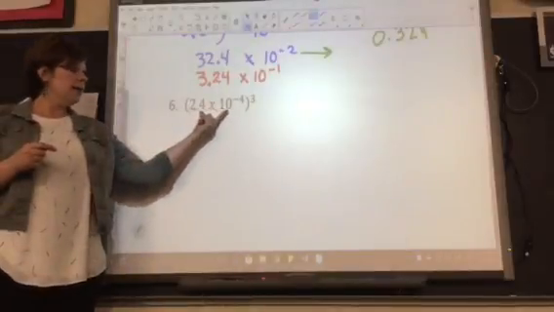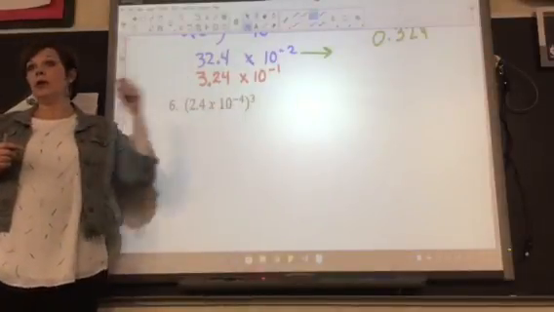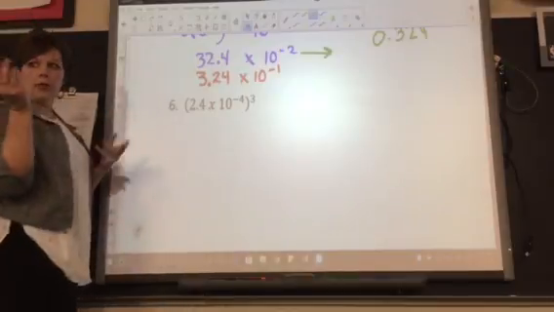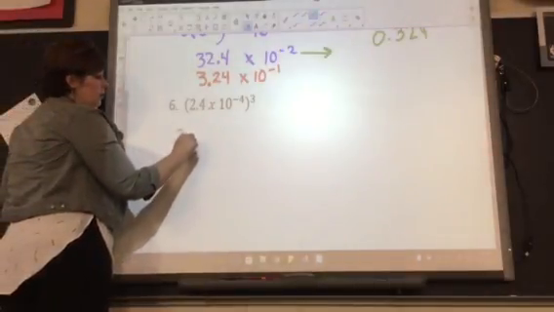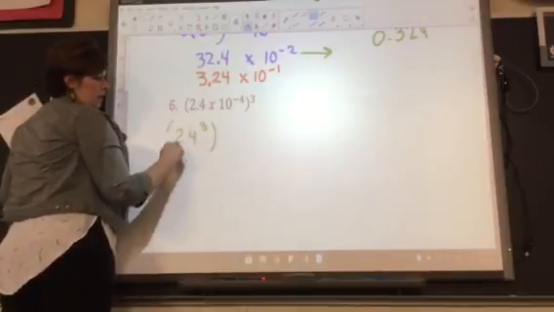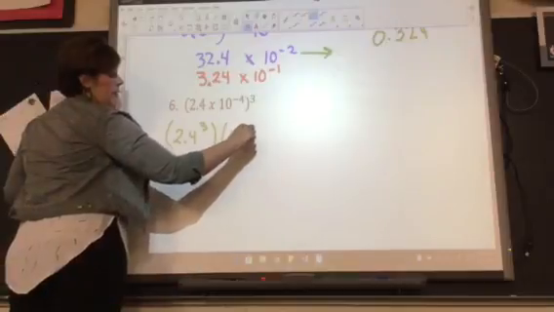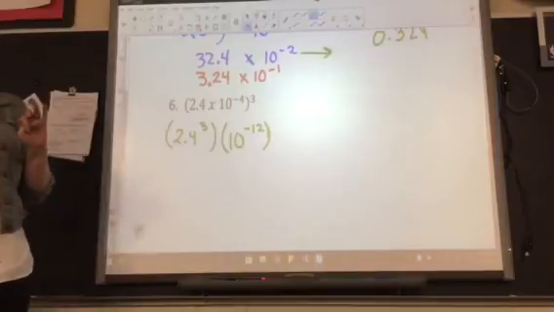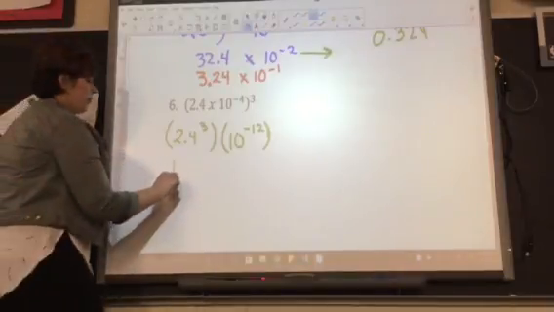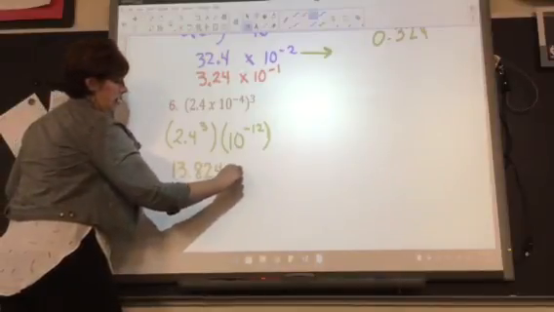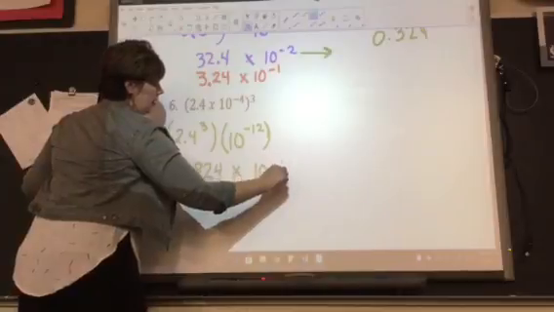Okay. What about example number 6? I'm taking a product and raising it to a power. What do I do with that? Think about your exponent rules. Multiply the exponent. Yeah, I have to distribute the exponent, right? So this is really going to become 2.4 to the 3rd power times 10 to the negative 12 power. Okay? So what is 2.4 to the 3rd power? 13.824. So 13.824 times 10 to the negative 12.